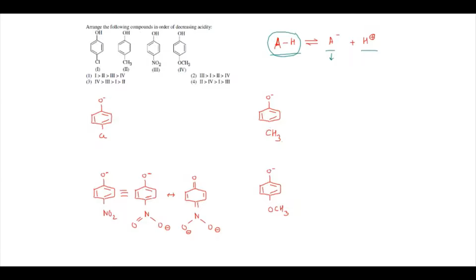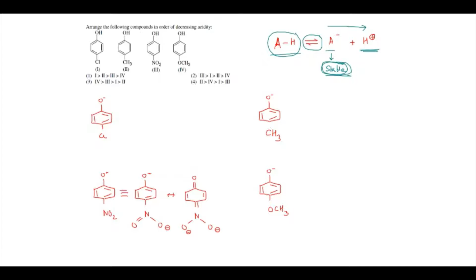As we can see, this is a reversible reaction, and the reaction will go towards the right-hand side only if A minus is stable. If something stable is forming, then the reaction will happen, and more and more protons will be dissociated. That means more and more protons will be coming to the solution, and the acid will be a very strong acid. So, if A minus is stable, then acid AH will be strong.